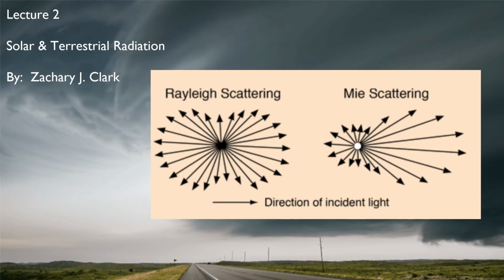Let's take a look at scattering. Scattering is defined as the redirection of EM energy by suspended particles in the atmosphere. The type and amount of scattering that occurs depends on the size of the particles and the wavelength of the energy. There are three main types of scattering that impact incoming solar radiation.